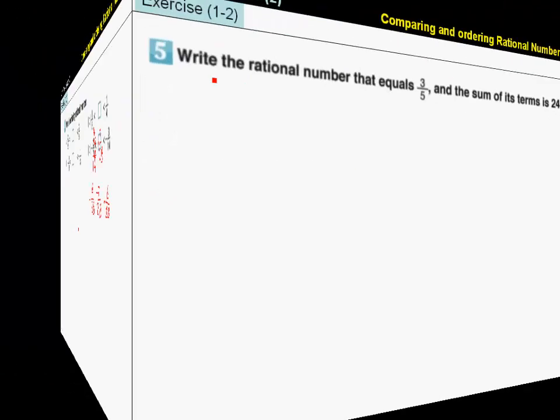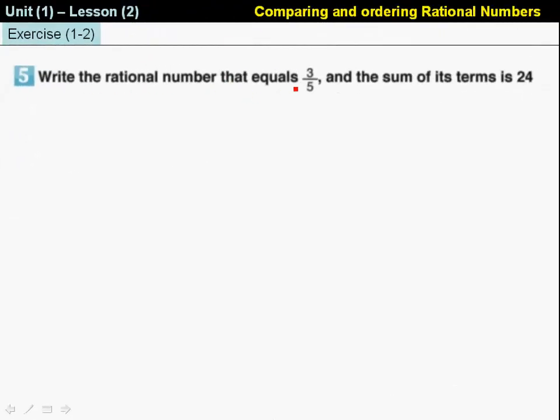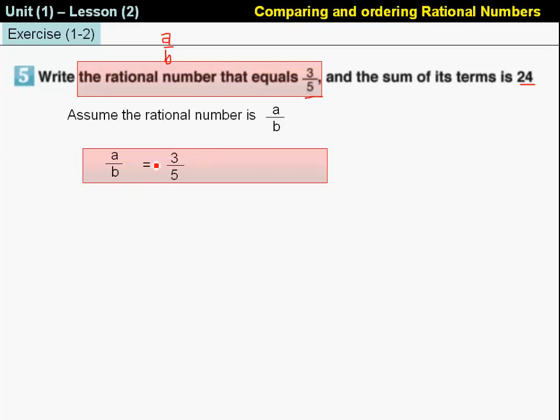Very easy. Write the rational number that equals 3 over 5 and the sum of its terms is 24. Be careful. What is the general form of a rational number? We have learned that it is A over B. So we will assume the rational number is A over B. He said that A over B is equal to 3 over 5.